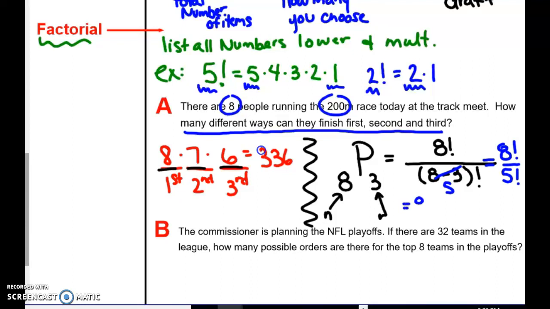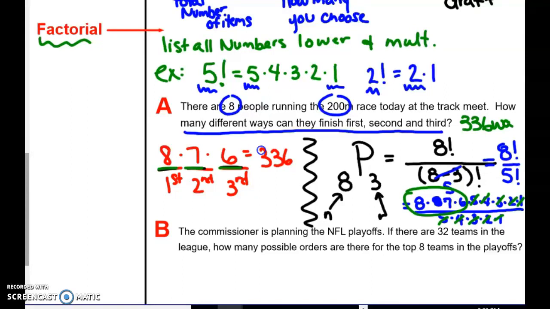If we write that on our calculator, or on our paper, we have 8 times 7 times 6 times 5 times 4 times 3 times 2 times 1. And on the bottom, we have 5 factorial, 5 times 4 times 3 times 2 times 1. It's really not as bad as it looks, because it turns out 5 cancels 5, 4 cancels 4, 3, 3, 2, 2, 1, 1. And we really have 8 times 7 times 6. The exact same thing that we had over here. Our final answer is 336 ways that these 8 runners can finish first, second, and third.